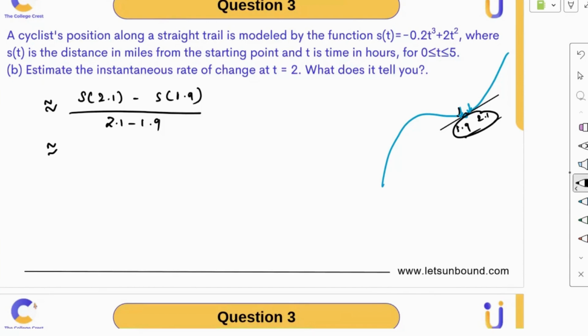Anyways, whatever you pick, 2.01, also then 1.99 you need to pick. That way we will get the same answer, the same approximation. And again, you have to go with a calculator and do this one.